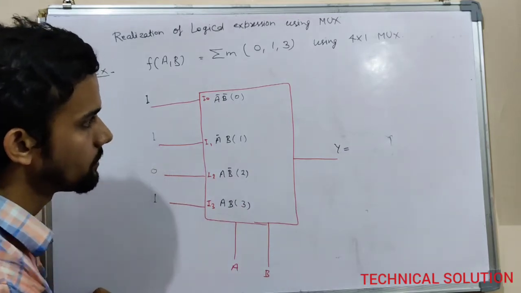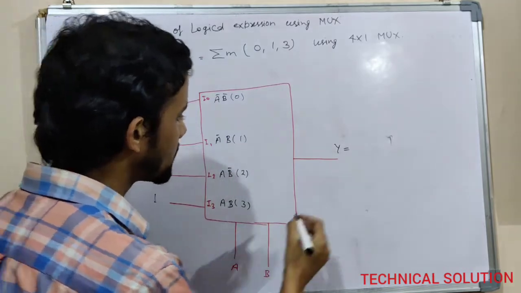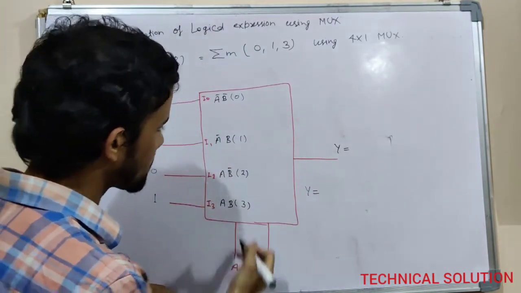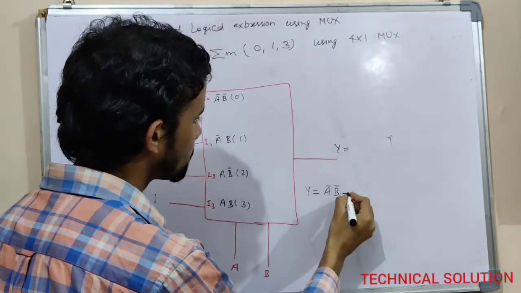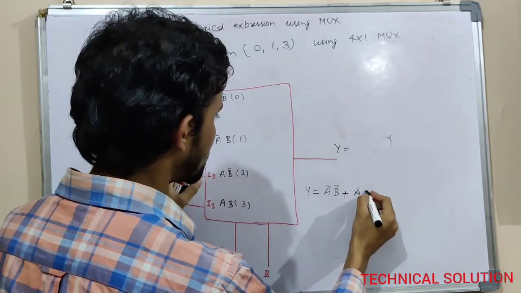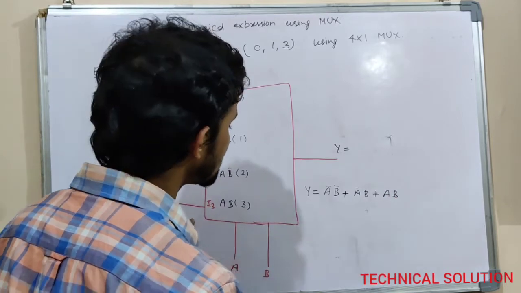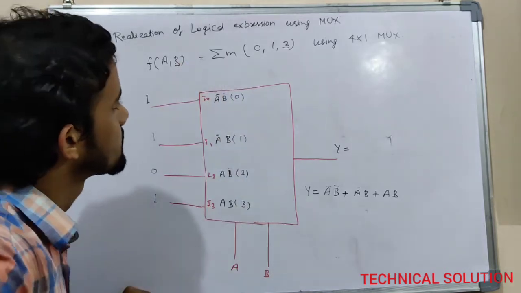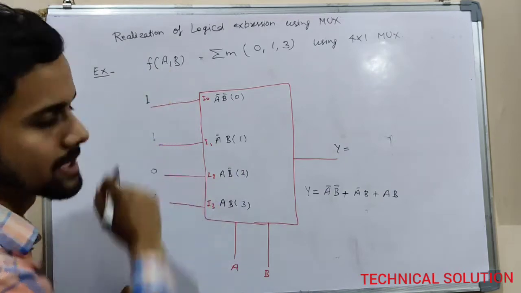If you want to write the expression of this logical expression, how to write it? Y equals, this corresponds to this line, that is A bar B bar, plus for this, that is A bar B, plus for this, that is A B. This is the expression for these minterms, and this is the design for this expression.